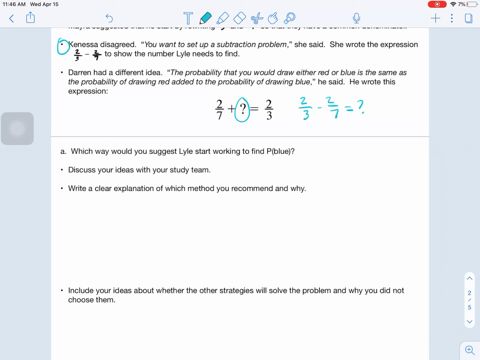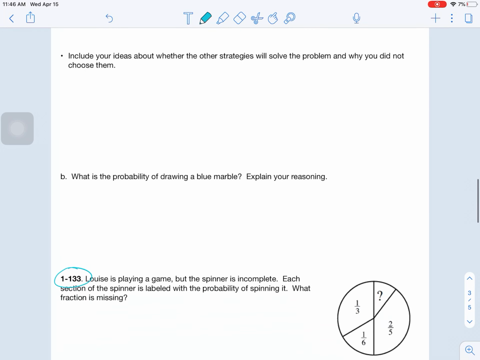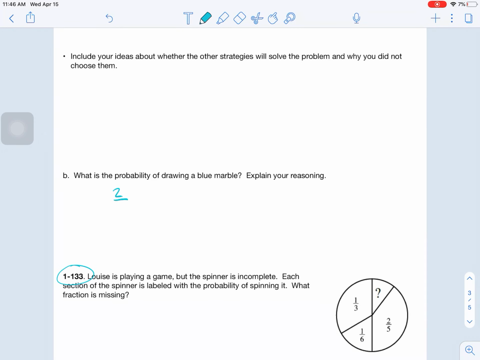I'm going to go with option 2 because that's the way that my brain kind of went first. So I'm going to be doing 2/3 minus 2/7. Okay, so my common denominator is going to be 21. And the reason I'm subtracting in this case and not adding is because 2/3 is the whole thing, and I'm taking away the fraction that I already know, the probability that I already know, to figure out the probability that I'm missing.